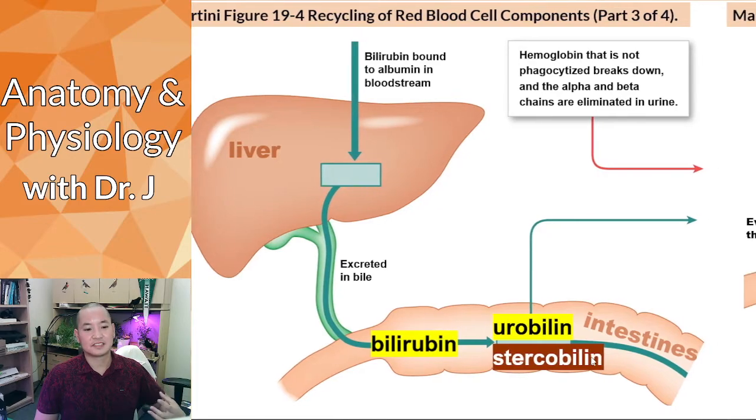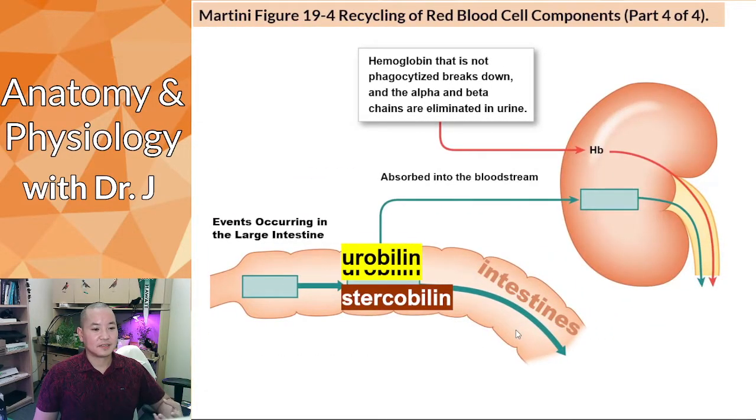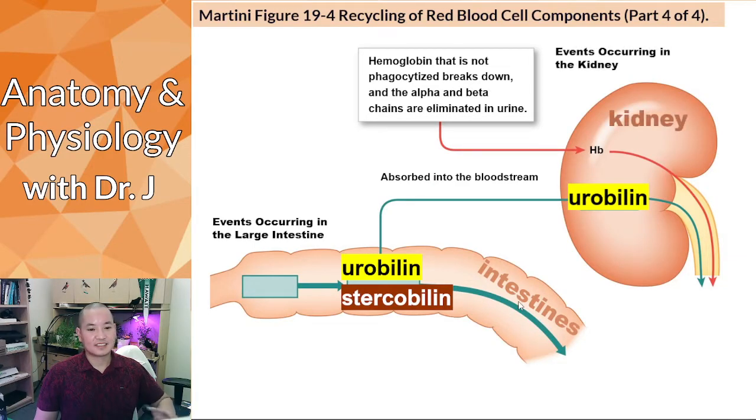So that's where this urobilin ends up. This urobilin ends up being absorbed back into your bloodstream, where it ends up at the kidneys. And this is also why it's sometimes called urochrome, because urobilin, when it's excreted, is the color that gives urine its typical yellow color.